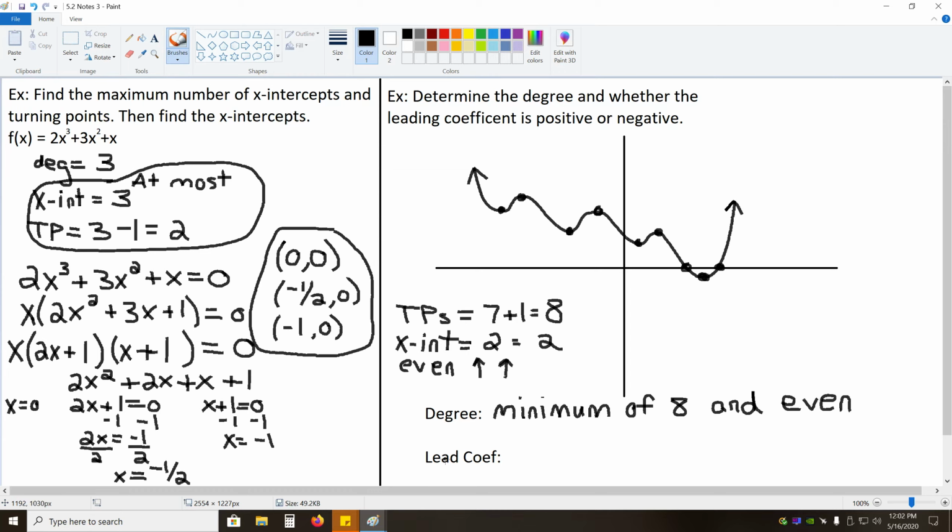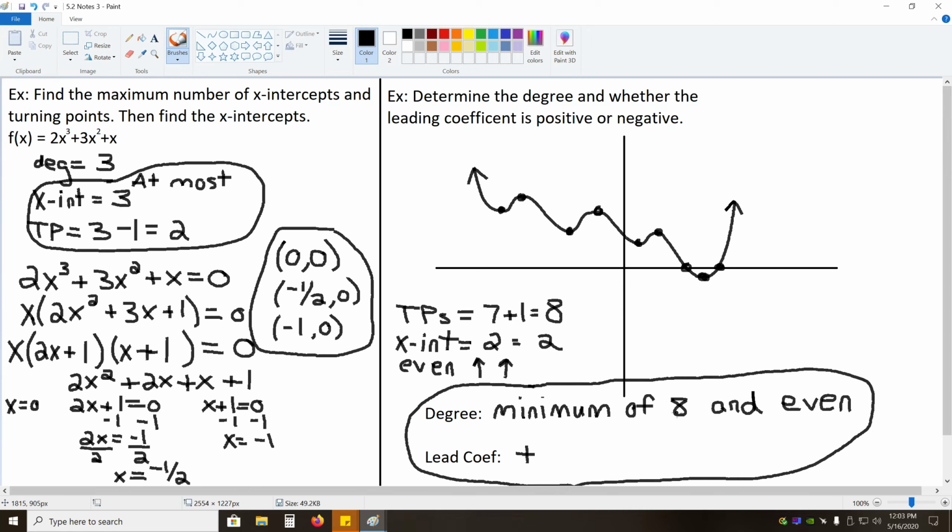Alright, from there we finally check the leading coefficient. This comes from the fact that both arrows are pointing up. Remember, if they're both going upward, then the leading coefficient has to be positive. If they were both going downward, it would be negative. And that solves the problem. The degree is a minimum of 8 and even, and the leading coefficient is positive.